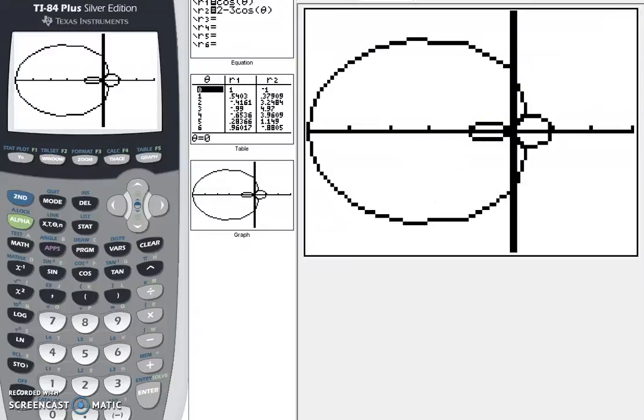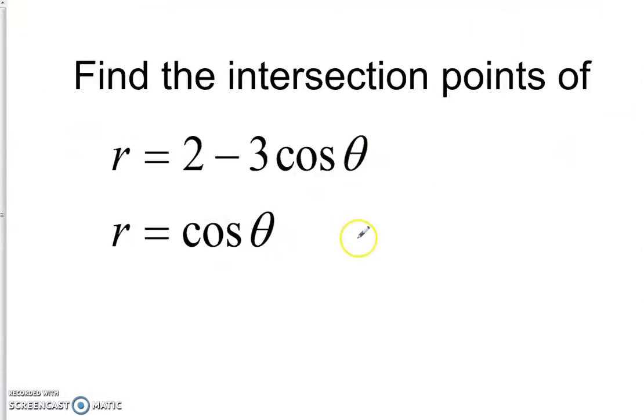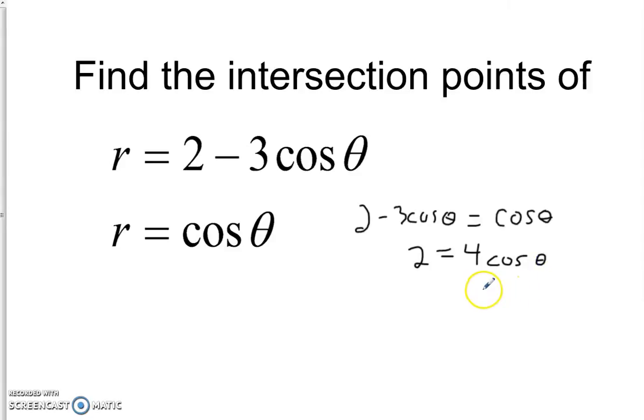First, let's go algebraically. If I take this, I set 2 minus 3 cosine theta equals cosine theta. Alright, so our next step then, 2 is equal to 4 cosine theta, if we just add 3 cosine theta on both sides, which means cosine theta is equal to 1/2.